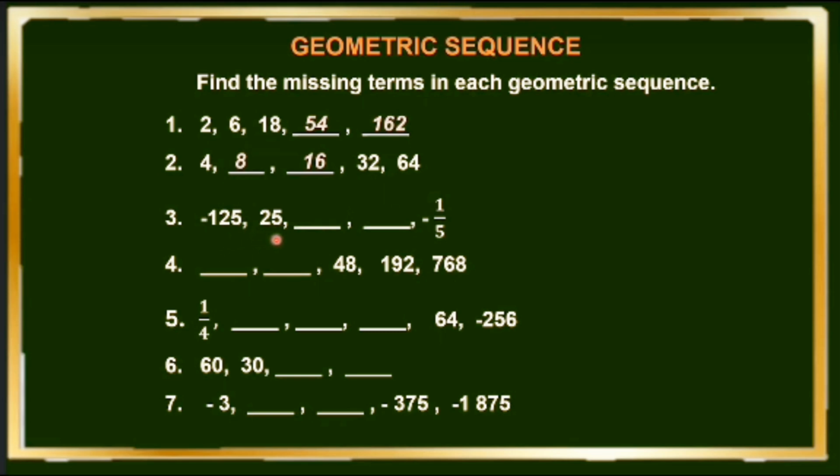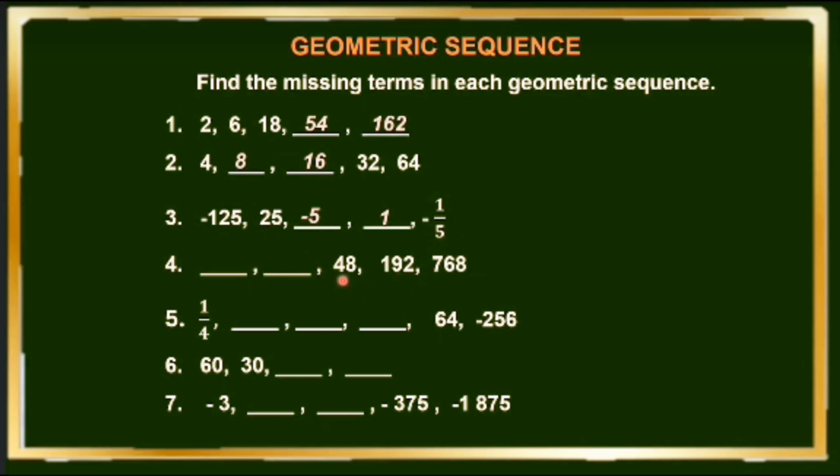125 divided by 5 is 25. Or negative 125 divided by negative 5 is 25. 25 divided by negative 5 is negative 5. Negative 5 divided by negative 5 is positive 1. 1 divided by negative 5 is negative 1/5.